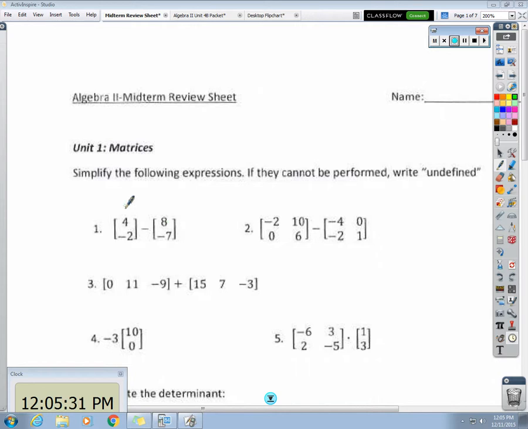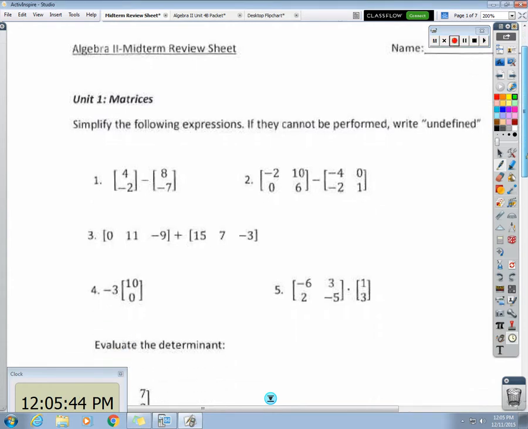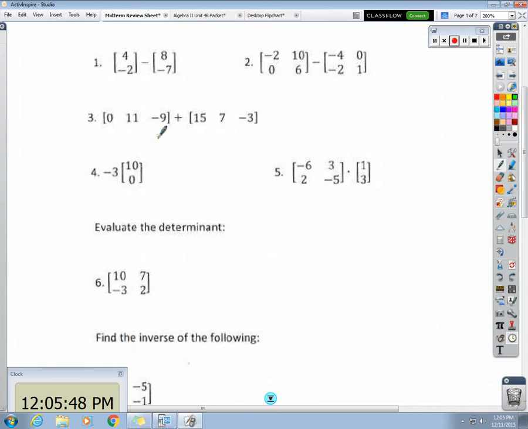The very first unit we did this year in this class was over matrices. So the first 10 questions on the midterm are going to be about matrices. Simplify the following expressions. If they cannot be performed, write undefined. All right, number 1. They're wanting you to subtract the matrices.